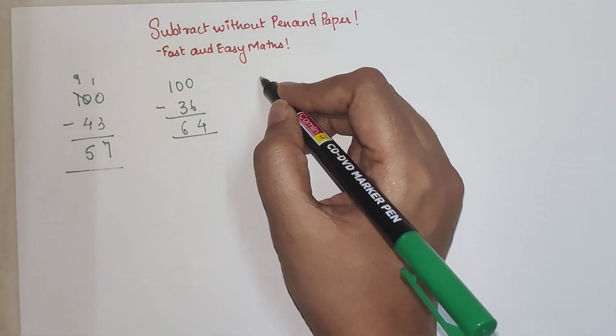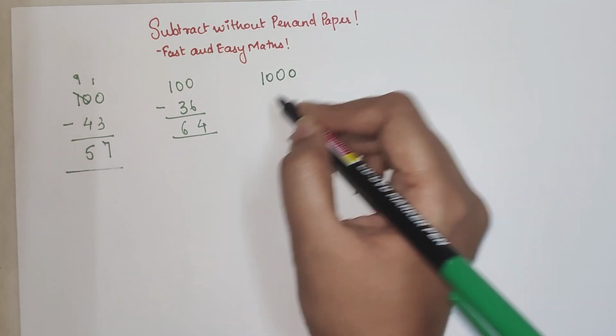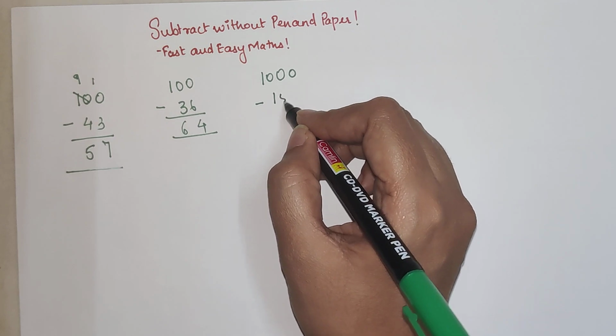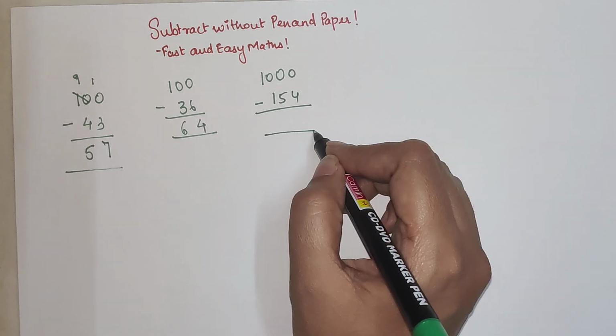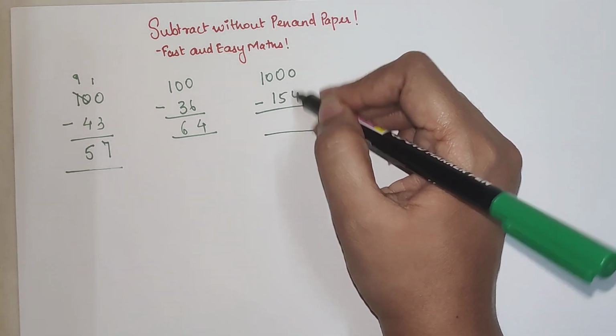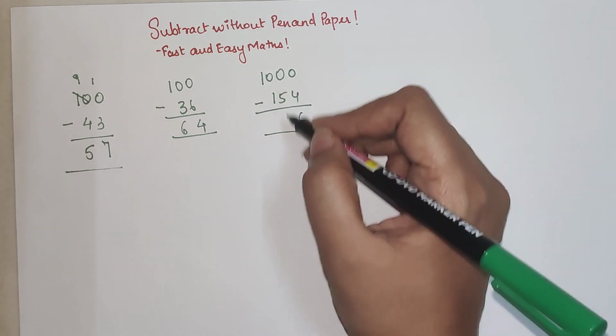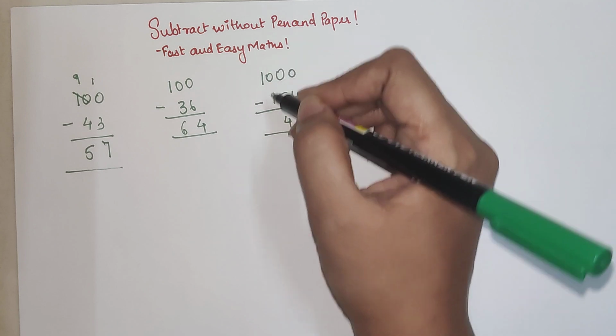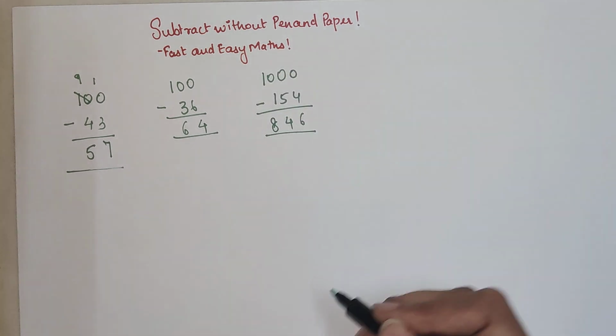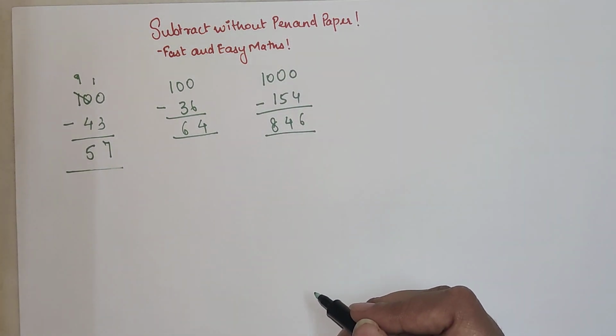Okay, so let's say we had to subtract 154 from 1000. So now this is 10. So 4 taken from 10 gets you 6. 9, so 5 taken from 9 gets you 4, then again 9, so 1 taken from 9 gets you 8. That is your answer.